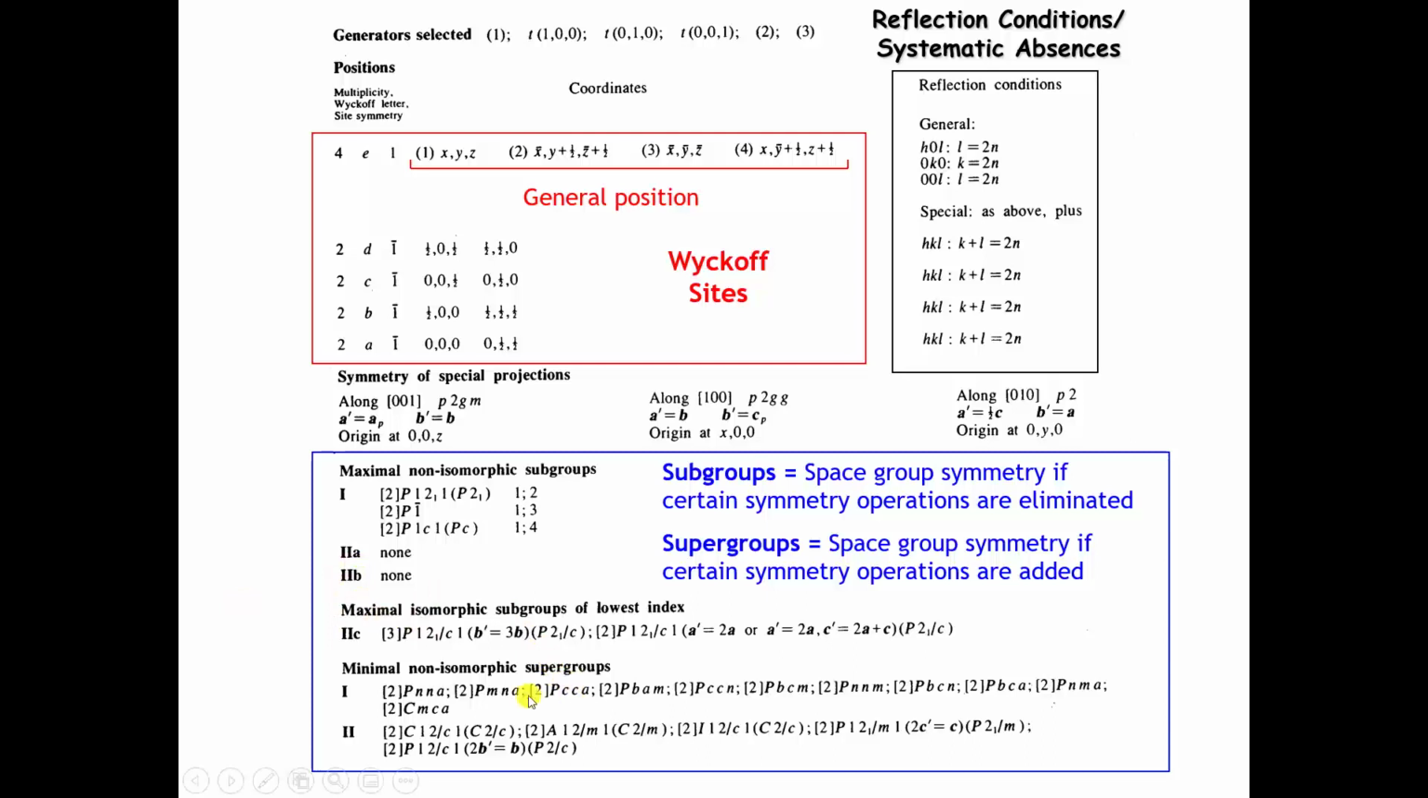So supergroups are just going in the opposite direction. For example, here we see minimal non-isomorphic supergroup type 1, and we see Pnna. So that's just telling you that you could lose certain point symmetry operations from Pnna, and you could wind up at this space group. The subgroups and supergroups are quite useful if you're thinking about phase transitions or maybe relatively subtle distortions of the structure driven by, I don't know, sometimes electronic instabilities or sometimes other things.